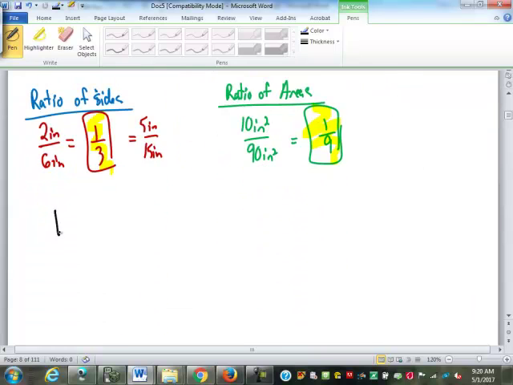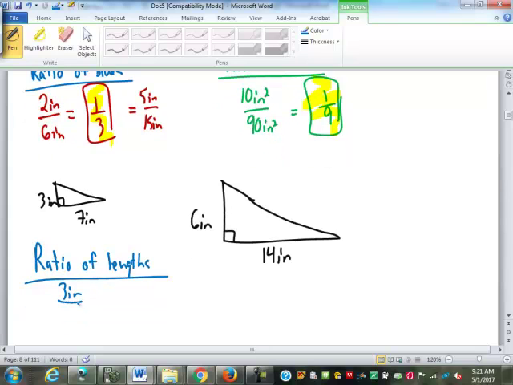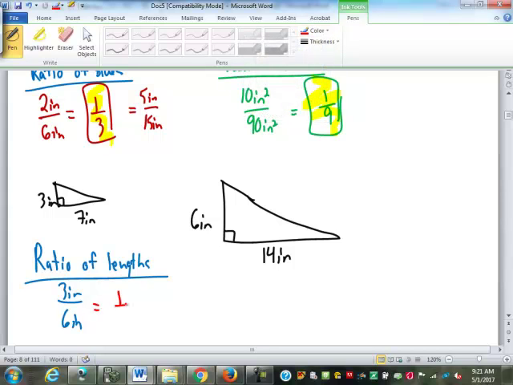I have a triangle. It's 3 inches by 7 inches. And I blow it up. So 6 inches by 14. Are those similar? Yes, both sides have just been doubled. So my ratio of sides, ratio of lengths, the 3 inches became 6 inches. So that is a 1-to-2 ratio. Could have done the same. The 7 became 14.